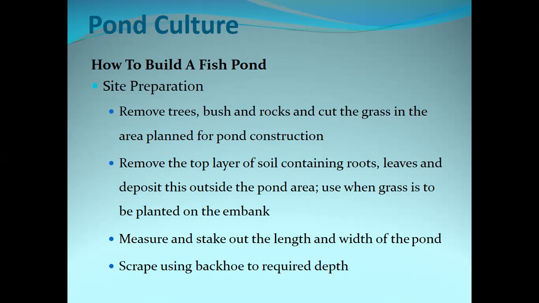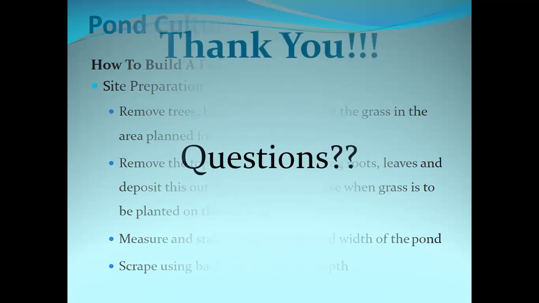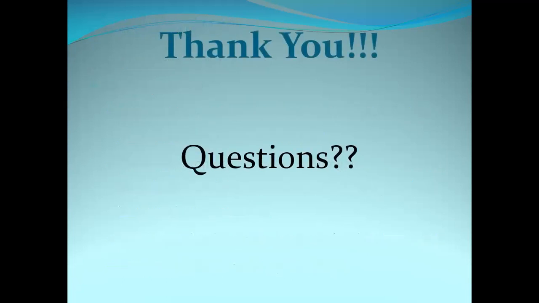So basically, with your levees, if you're not graveling them, you can plant vegetation back on them, like a lawn, right? When you remove your topsoil from the area where you dig your pond, you could use that topsoil on top of your embankments to grow grass because it's rich in nutrients. Again, when you're digging ponds, you scrape using a backhoe until you reach the required depth. A backhoe would give you a very good scrape and leveling on your pond bottom. So that's it basically for pond culture, right?